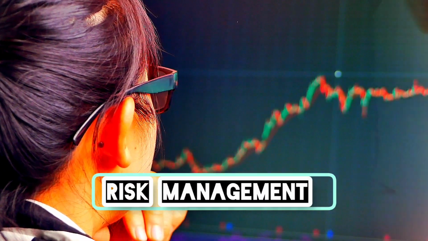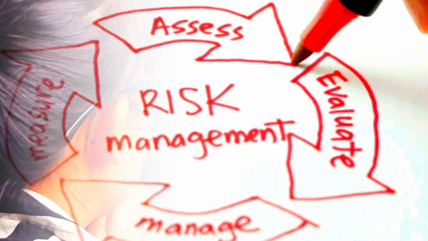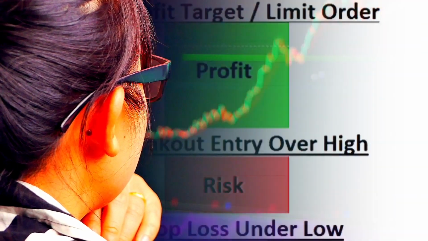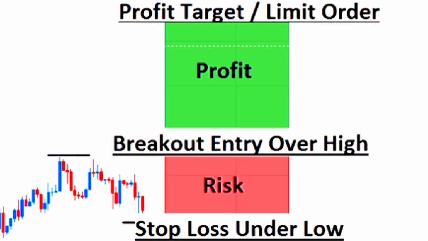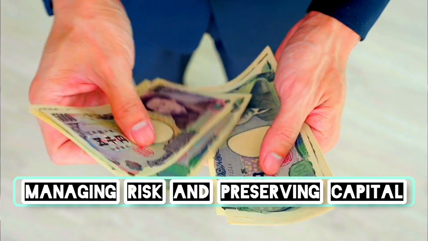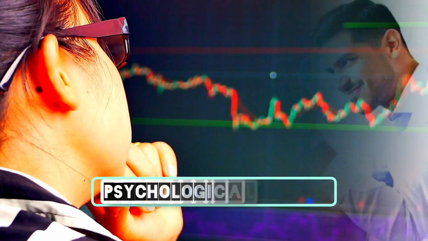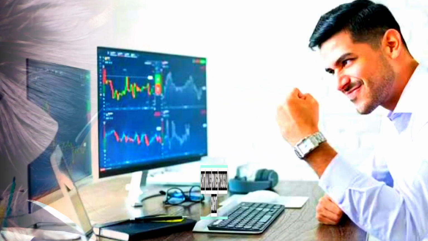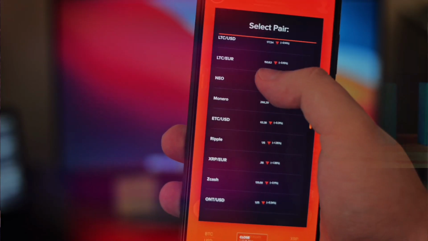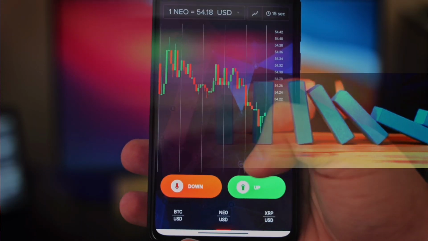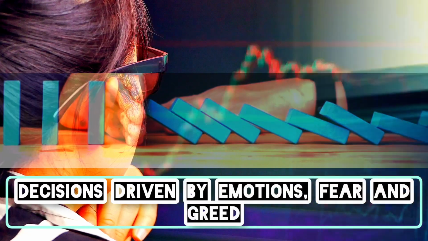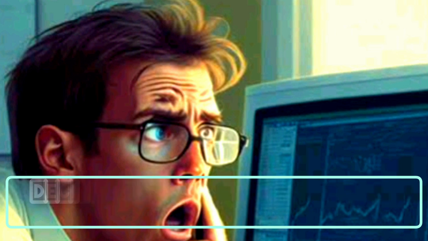Risk management. Effective chart analysis can aid in risk management. Traders can use charts to determine appropriate position sizes based on their risk tolerance and the distance to their stop loss levels. This helps in managing risk and preserving capital. Psychological comfort. Chart analysis can provide psychological comfort to traders. When traders have a clear understanding of market conditions and the rationale behind their trades, they are more likely to stick to their trading plans and avoid impulsive decisions driven by emotions like fear and greed.